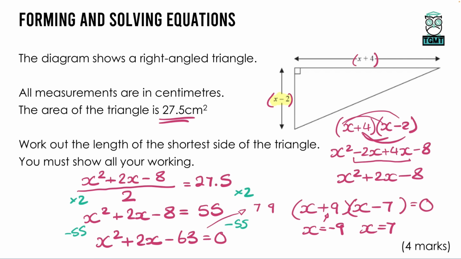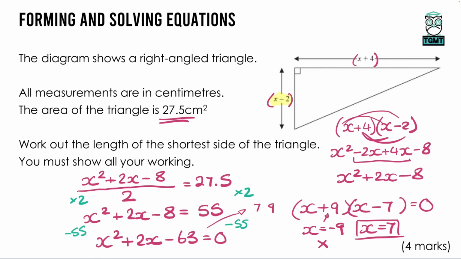However, this has context in this question. It's about the length of a triangle. Now you can't have negative 9 because if you look at the shortest side there, which is x minus 2, well, negative 9 take away 2 would make negative 11. So we can't have this solution. It has to be x is equal to 7.